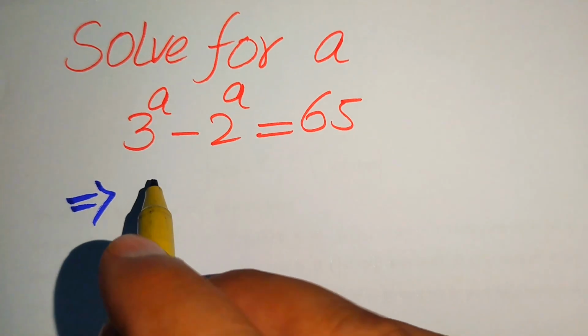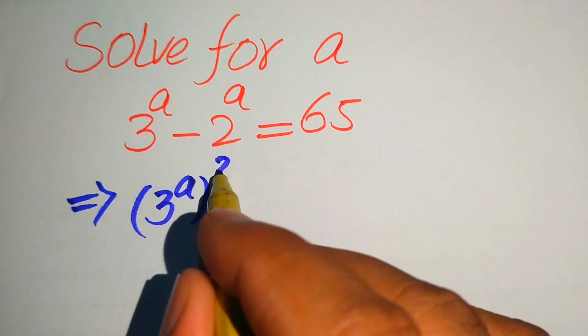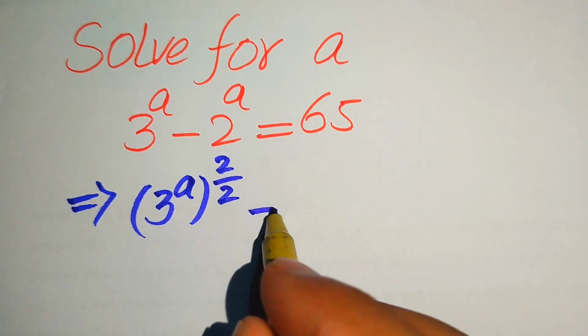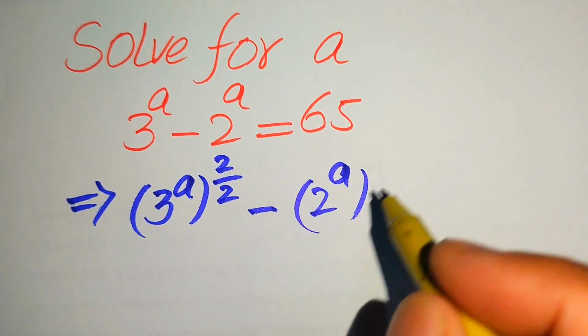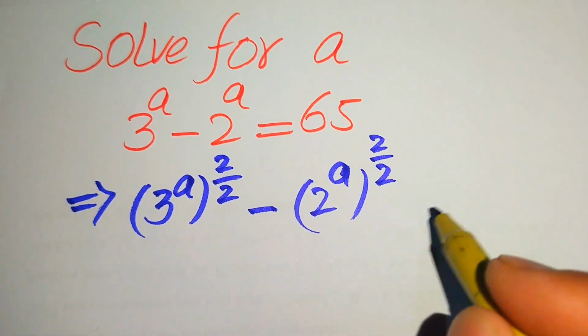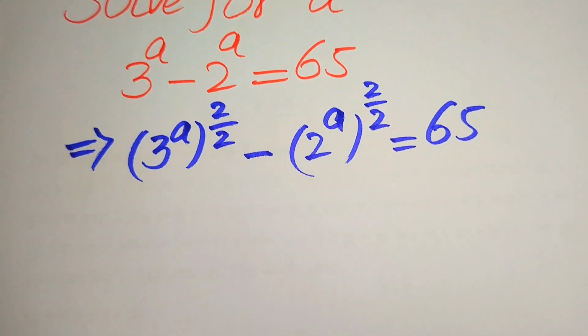So this will be written as 3 to the power of a, and its exponent is 2 divided by 2, minus, in the same pattern, we write this term as 2 to the power of a, and its whole exponent is 2 divided by 2, equals 65.